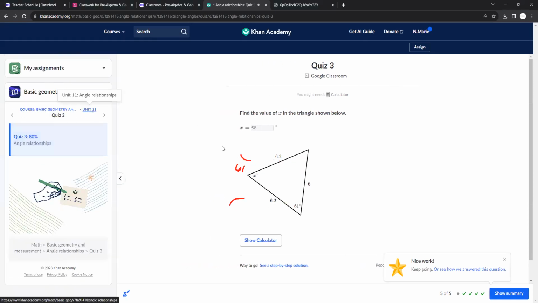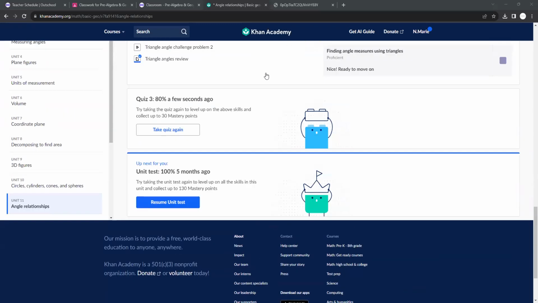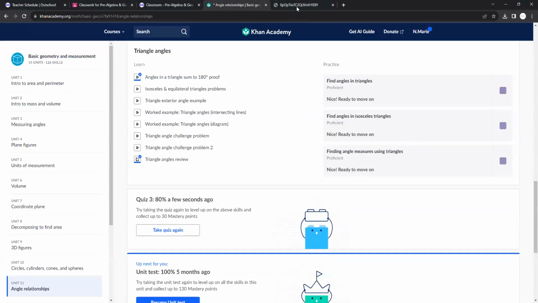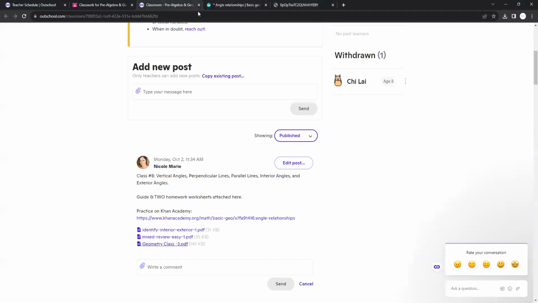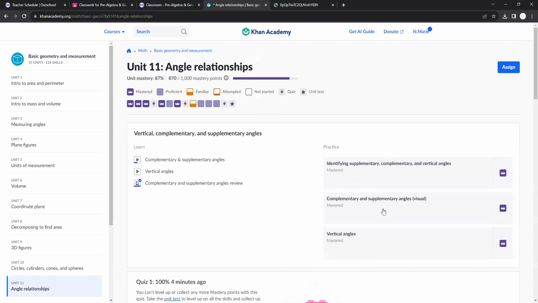So this is the angle relationships unit on Khan Academy. I recommend you practice it by going through these individual quizzes, just making sure you know all the vocabulary from the guide that I gave you. You want to know all these vocabulary words. You want to know how to find missing angles. You want to know how to name the angle relationships. You should know what supplementary and complementary are.